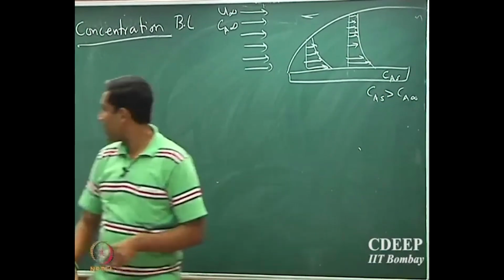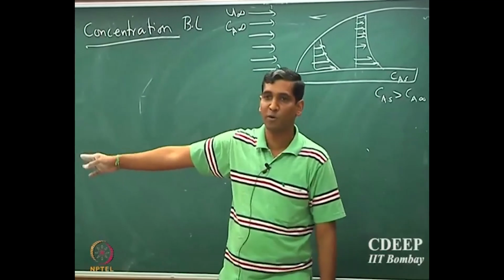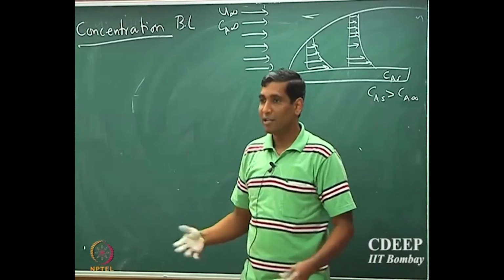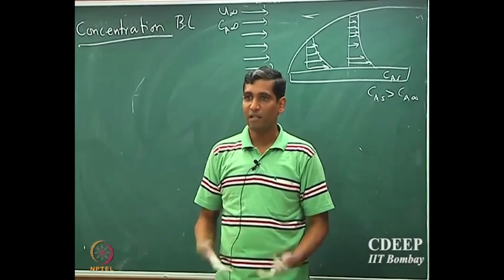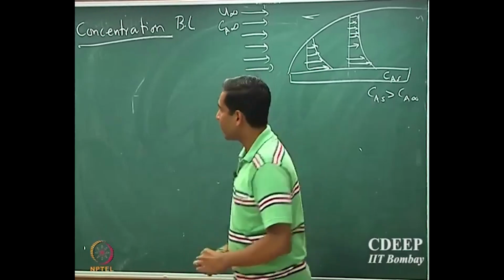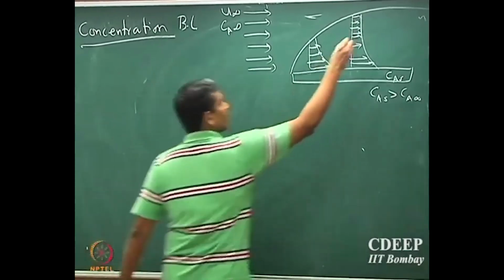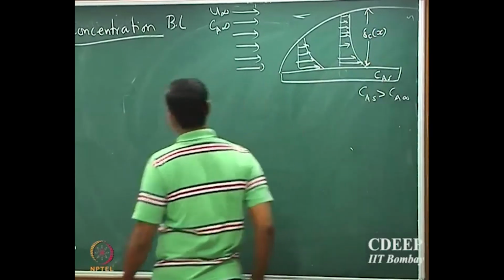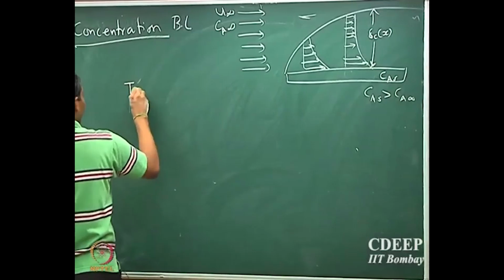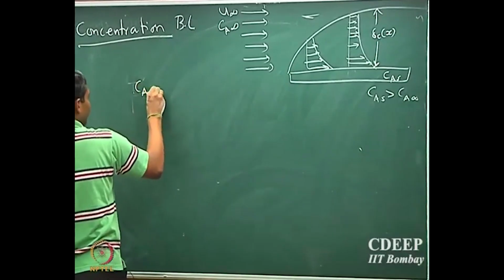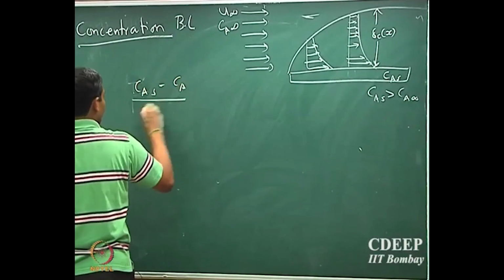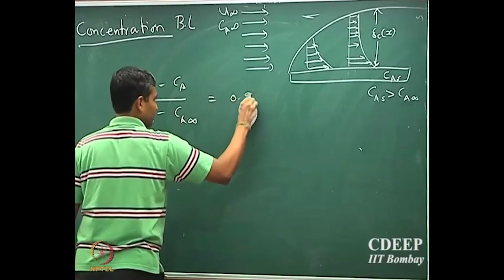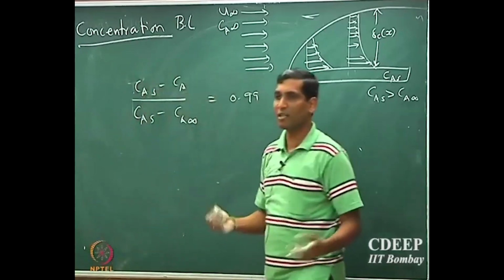So you can immediately see that a lot of things that we talk about in heat transport are very similar, simply because the profile is similar, therefore the gradient is similar, and therefore the process itself is similar. So we can define boundary layer thickness, if I call it delta C. So delta C is defined as that location where CAs minus CA infinity is 0.99. So same definition, nothing different.